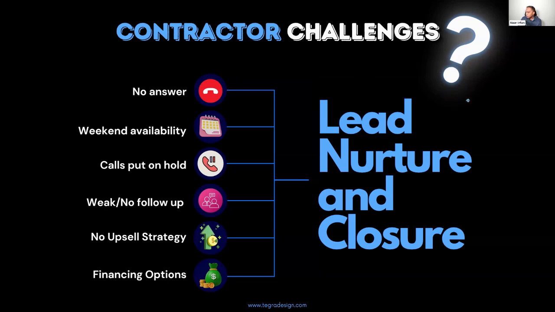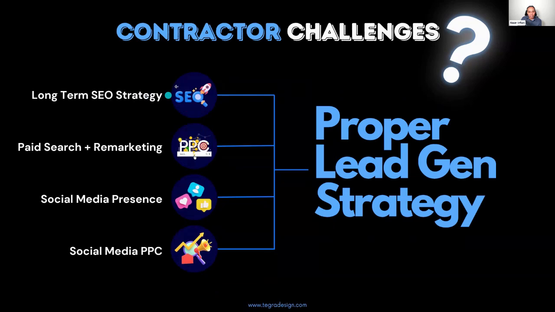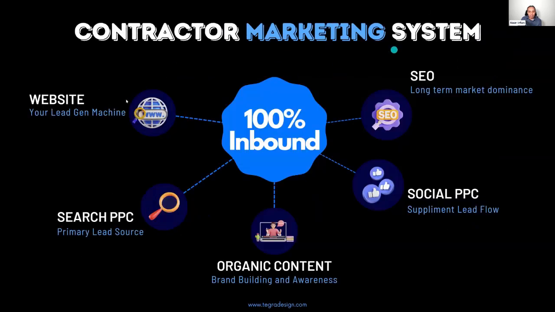All right, so let's talk about SEO, paid search, social media, and social media PPC. These are the 4 basic elements for you to be able to scale, because you need to be able to market yourself and be present on the digital landscape to get leads, right? So in our contractor marketing system, these are the 5 elements, which I just kind of went over.